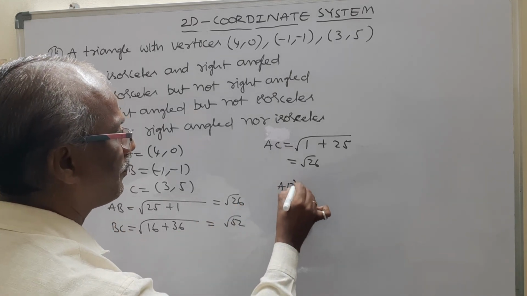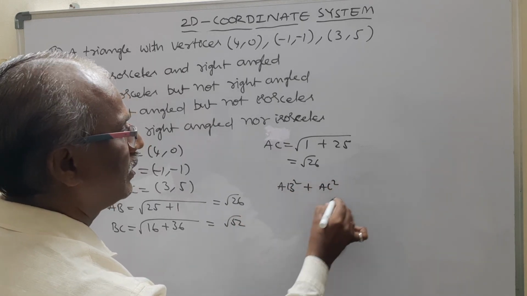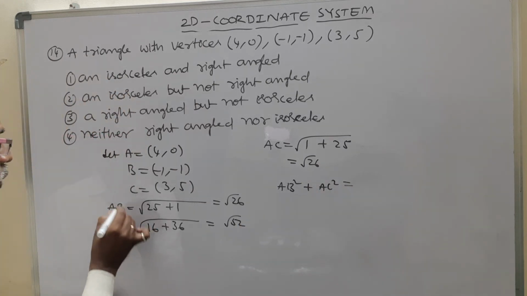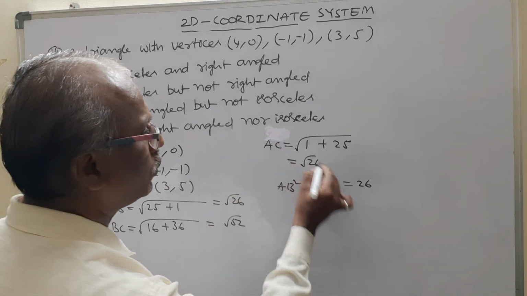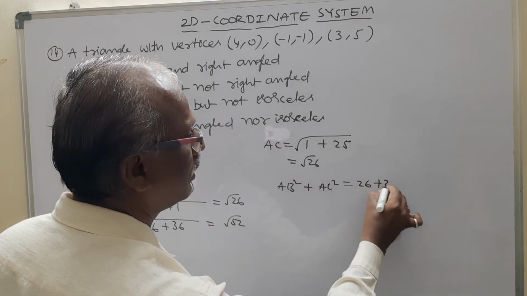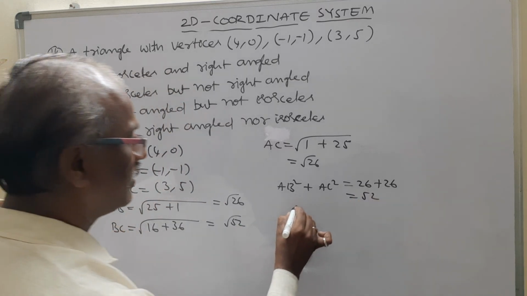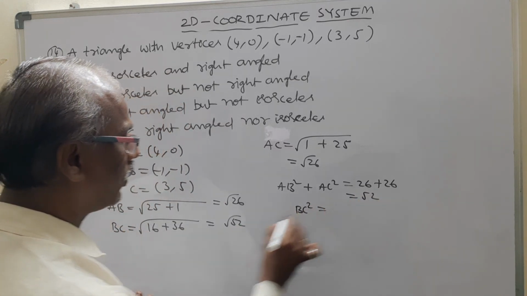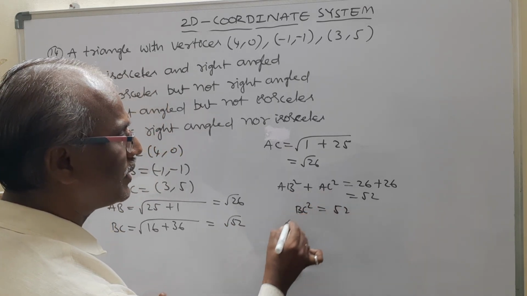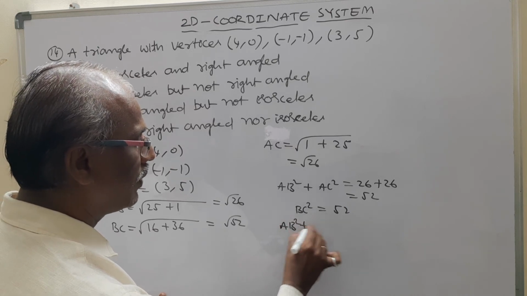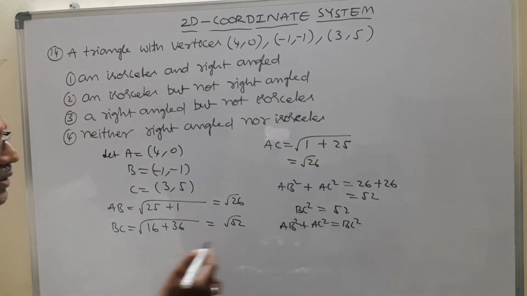AB square plus AC square. AB square equal to 26, root cancelled. AC square, root 26 in square, the root is cancelled, 26. 26 plus 26 is 52. Here BC square, the longest length. BC square, root 52 whole square, 52. AB square plus AC square equal to BC square. Here the Pythagoras theorem is satisfied.